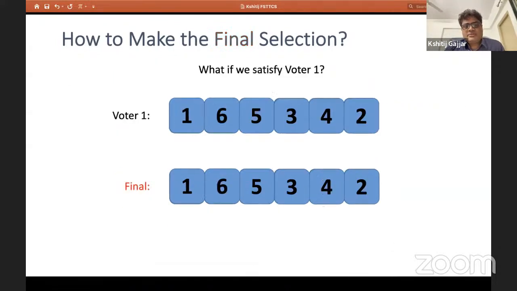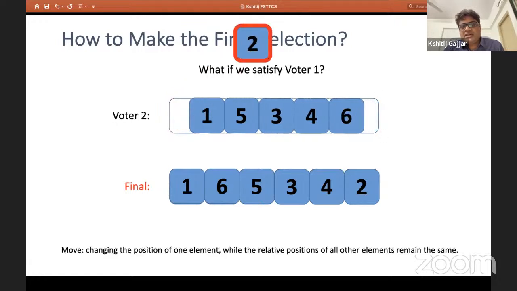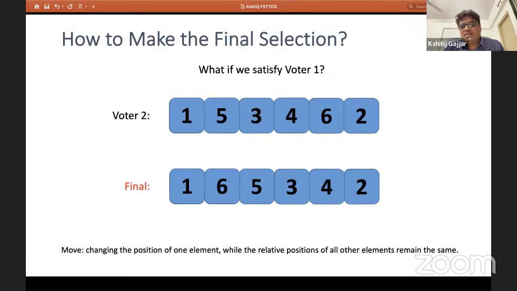So what do we mean by this? Let's try a first attempt. Let's try to satisfy voter number 1. So we make the final selection exactly what voter number 1 wanted, and obviously voter number 1 is very happy. So what about voter number 2? Voter number 2 complains that I put candidate number 2 at the first position and you shifted him all the way to the last position. Similarly, I put candidate number 6 at the second last position and you shifted him to the second position. But after making these 2 changes, note that the permutation by voter number 2 is the same as the final permutation.